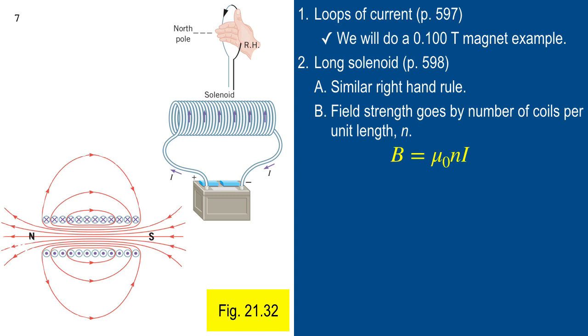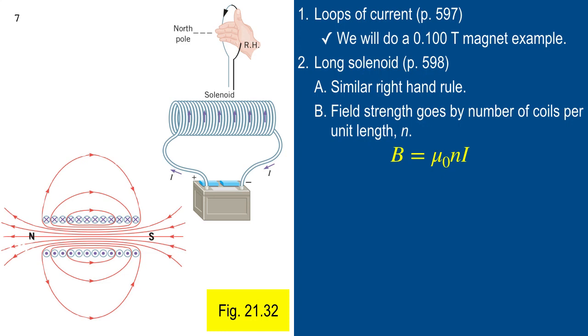Question? Could you repeat your hand again, the one that you use? Yeah, the one that I use is: curl your fingers in the direction of the current like this, and then the thumb of your right hand points in the direction of the field lines in the center. Both of these right-hand rules are for the central field.